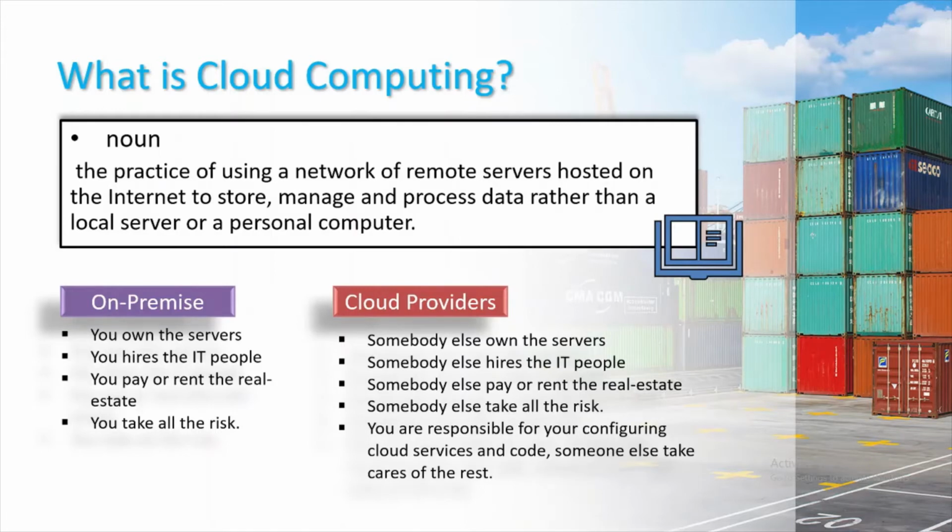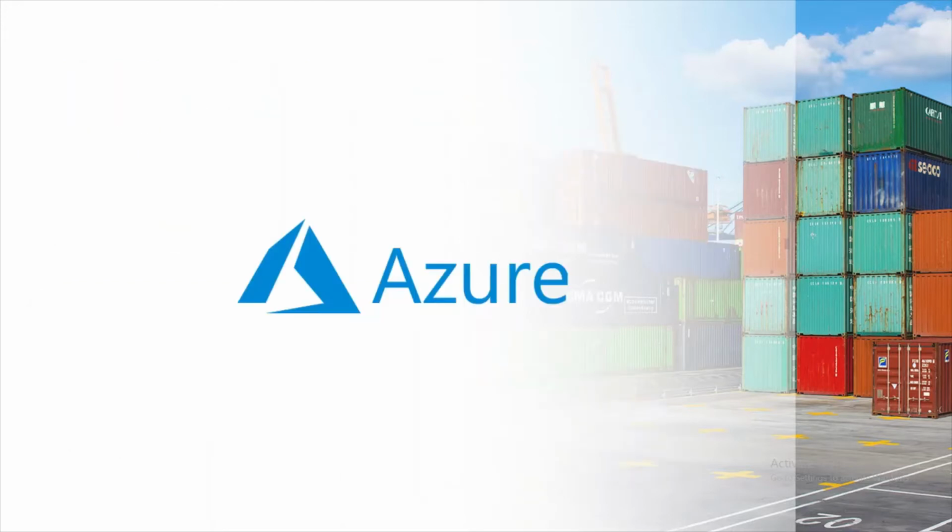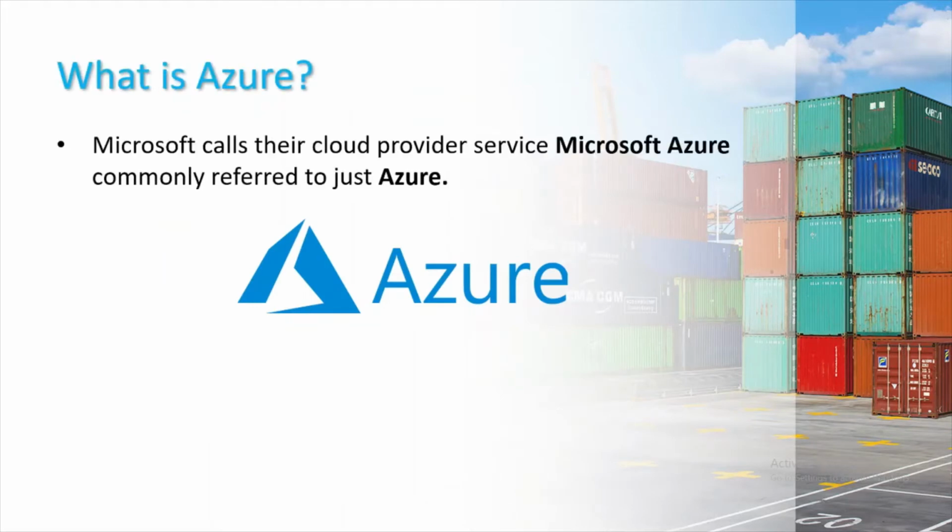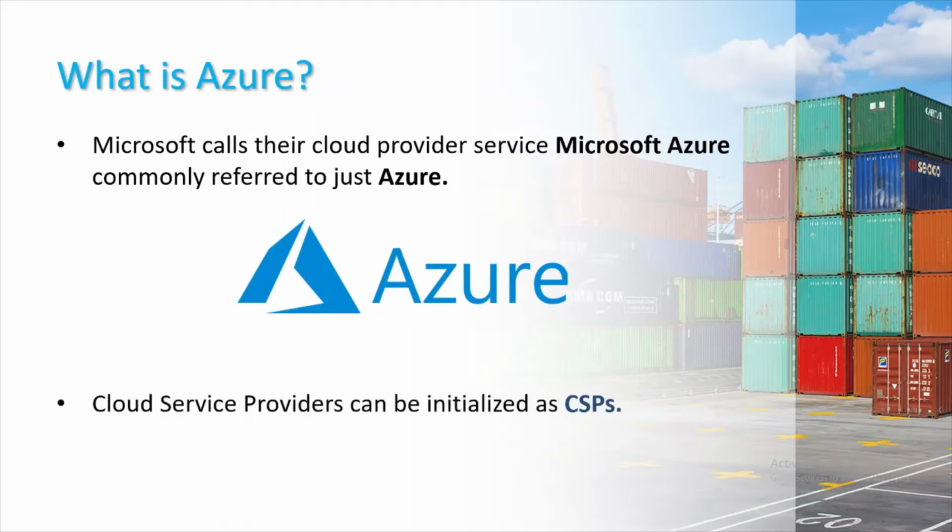So these are the terms that I learned over the years: what on-premises means and what a cloud provider means. Also, what is Azure now? Azure is Microsoft's cloud provider service, and commonly people refer to it as just Azure, and we all use Azure most of the time. People also use a term a lot for Azure and AWS and other clouds. They call them cloud service providers, which can be abbreviated as CSPs. Have you heard a lot of these kinds of terms?